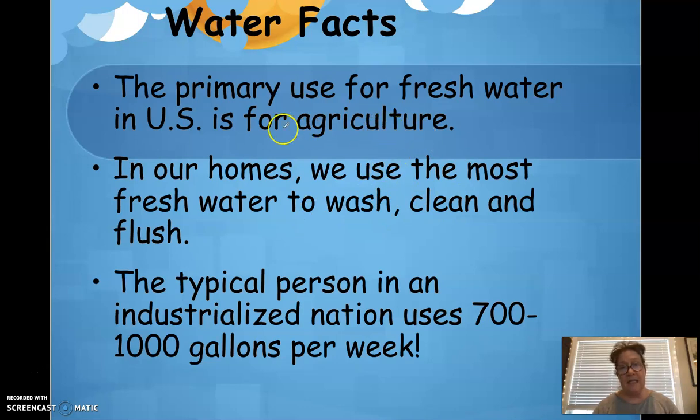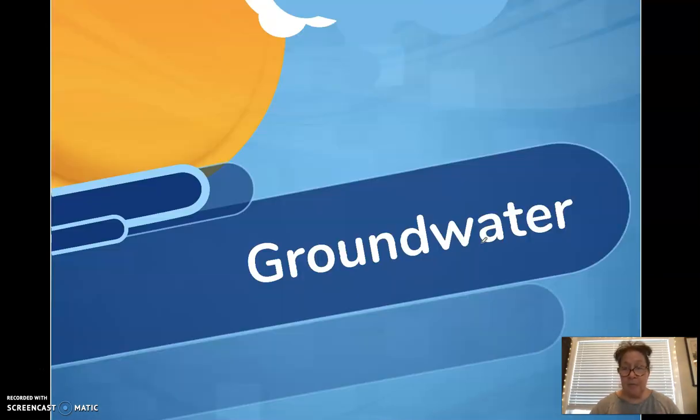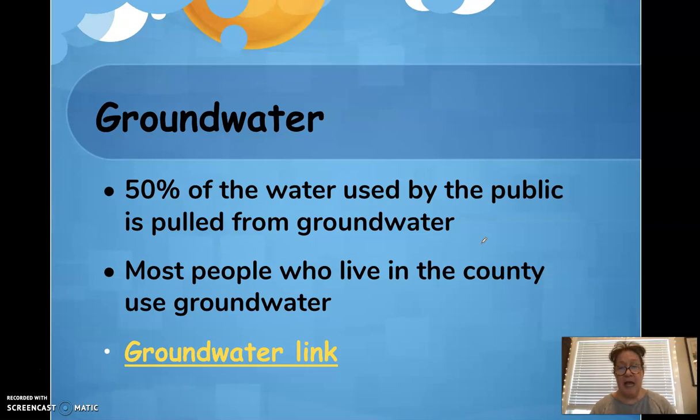Some other facts about freshwater supply. As I said, the biggest use of fresh water is actually agriculture. And the typical person in an industrialized nation, not in a third world country, uses between 700 to 1,000 gallons per week. And now that we're home with Corona, the COVID-19, we're probably using more water than typically if we were out and about. So let's look at our groundwater supply.